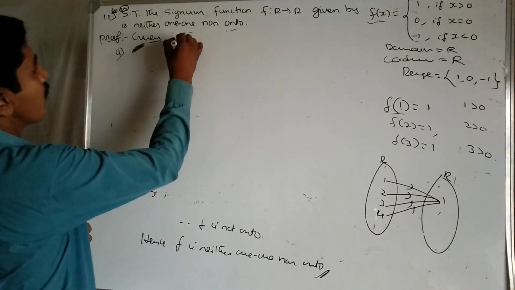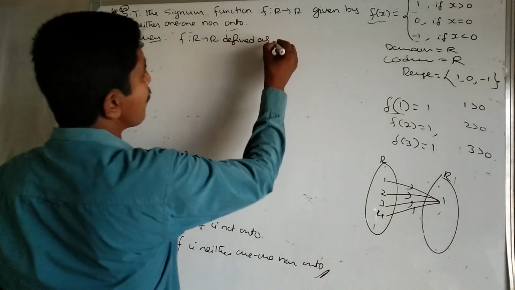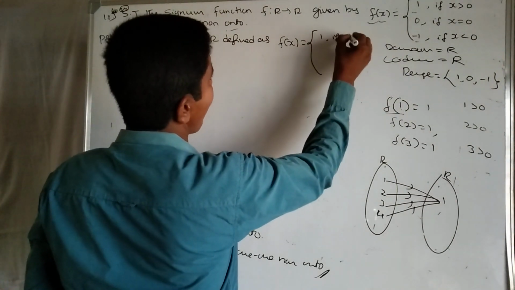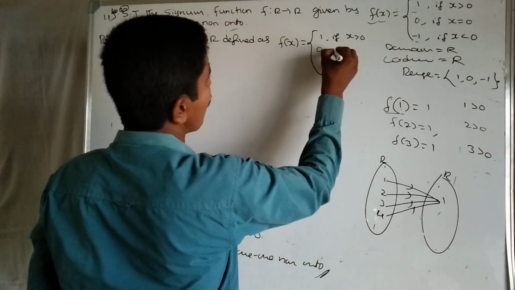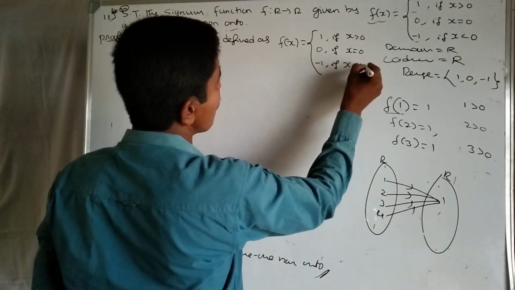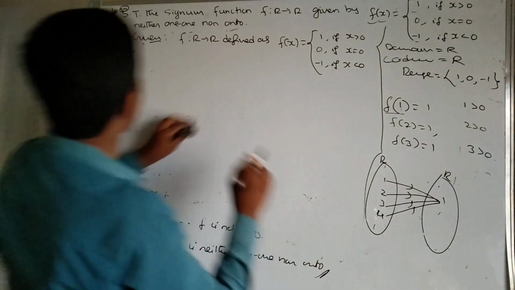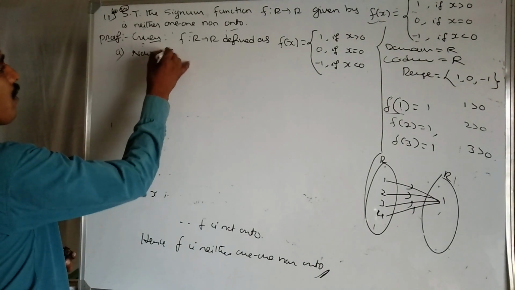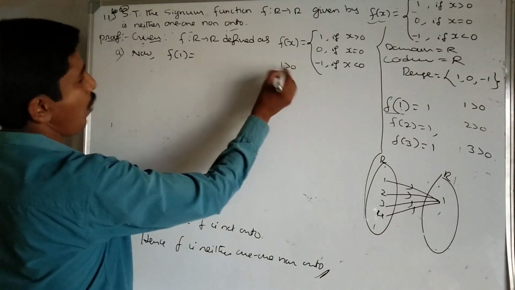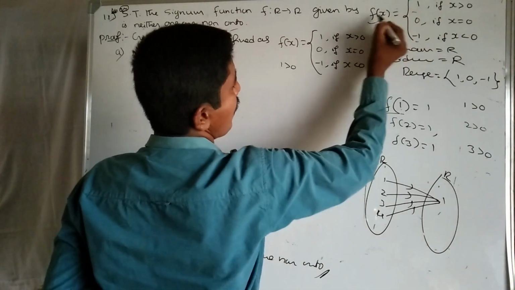So here given that f from R to R is defined as f of x equal to 1 if x greater than 0, 0 if x equal to 0, minus 1 if x less than 0. Now f of 1. Here 1 is greater than 0, which means f of 1 equals 1. Here domain value greater than 0, range equal to 1.